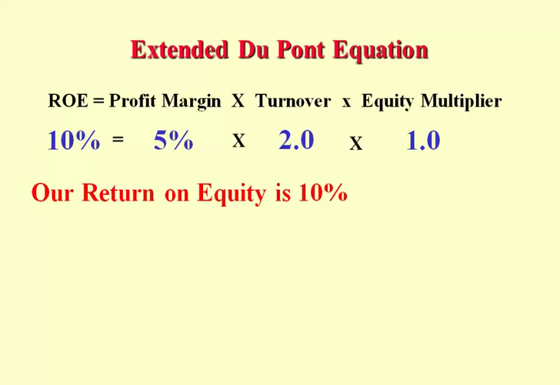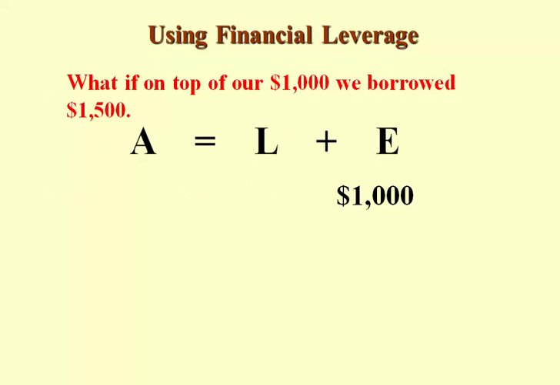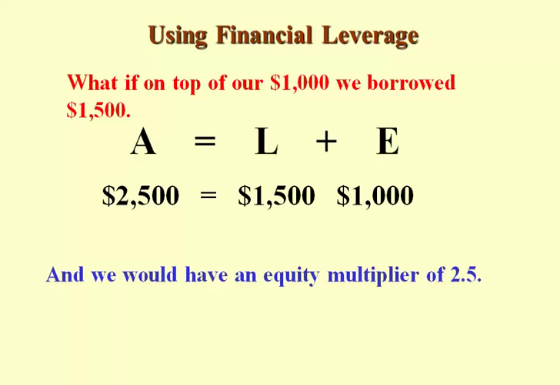To better understand how these three drivers influence or impact our return on equity, let's consider another example. In the second example, let's consider using some financial leverage. We're going to assume that on top of our $1,000 investment, we're going to borrow $1,500. This means that we will be able to acquire $2,500 worth of assets instead of the $1,000 in assets we had when we weren't willing to use financial leverage. We would have an equity multiplier now of 2.5. We have $2.50 in assets for every $1 we have invested in equity.